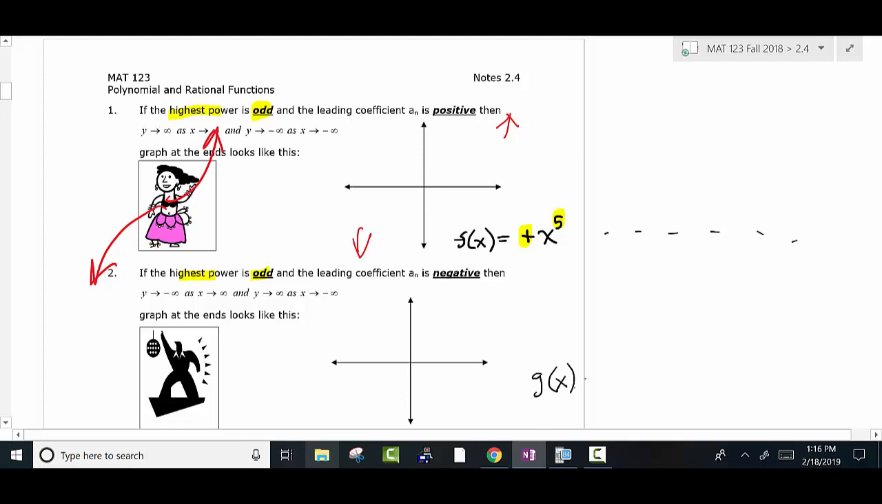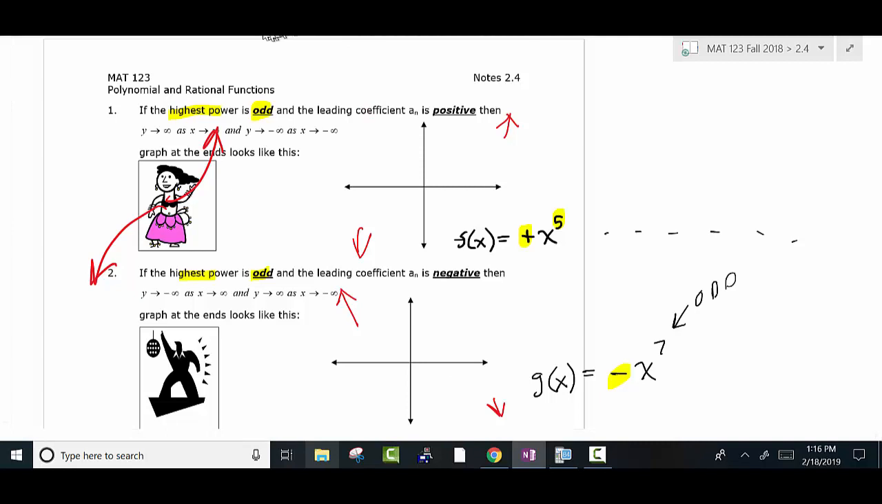Say you have g of x. Your highest power is odd. As long as that's odd, if you put a negative number in front, then everything just reflects. So the way this one would look is more like this. If you had this, then it would go like this, and it would go like this. We're not concerned about what goes in the middle.